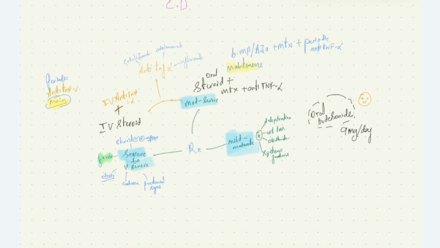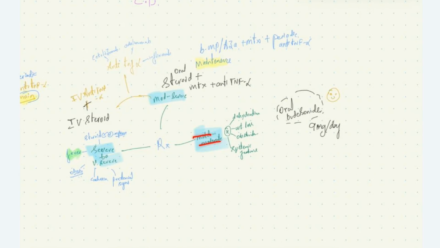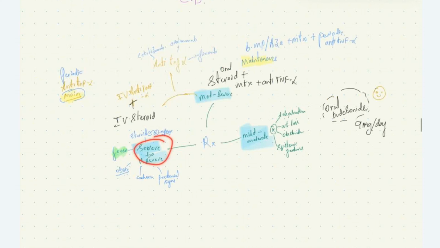In mild to moderate disease, we don't see dehydration, weight loss, intestinal obstruction, or systemic features. In severe to very severe disease, we see fever, obstruction, and cachexia. And also we can see peritoneal signs like peritonitis, leading to acute abdominal distension and abdominal pain, seen in severe to fulminant disease.